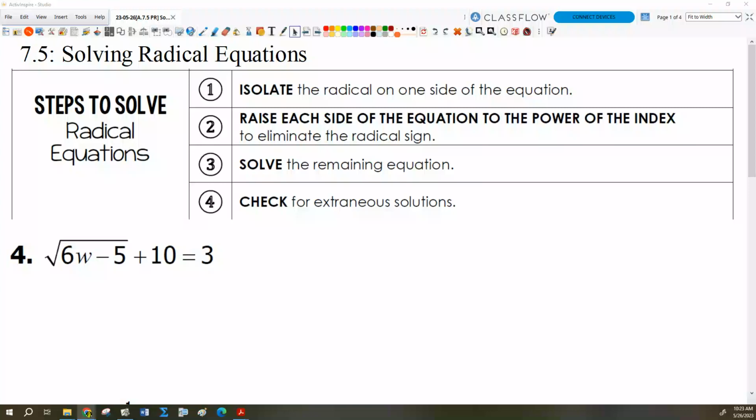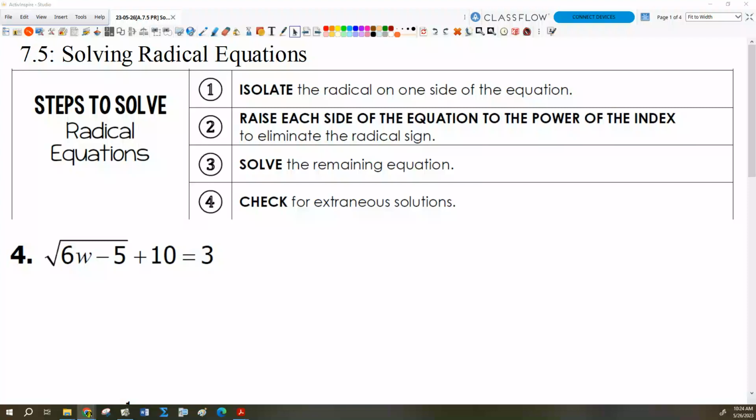Okay, last topic is solving radical equations. Okay, actually very simple stuff. The steps to solving radical equations: the ugly part of that equation, for example, in number 4, is the radical, right? What's our goal here?